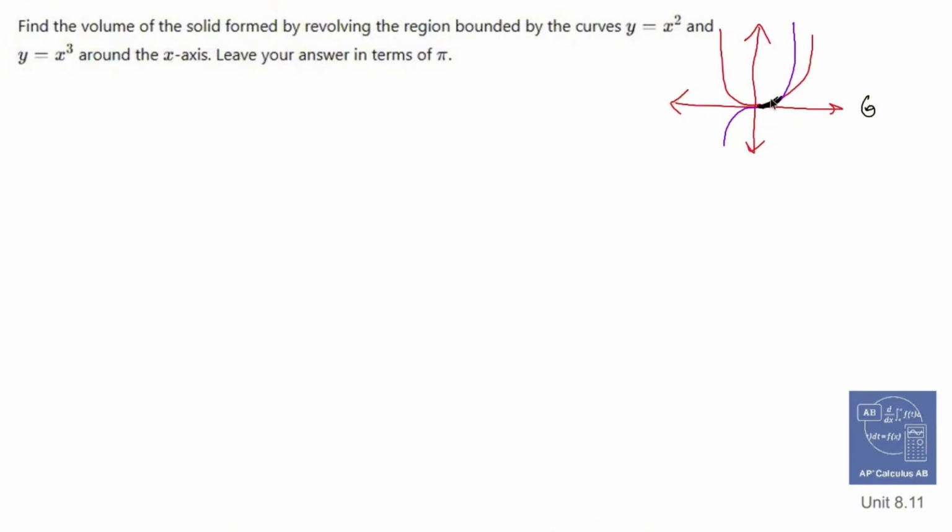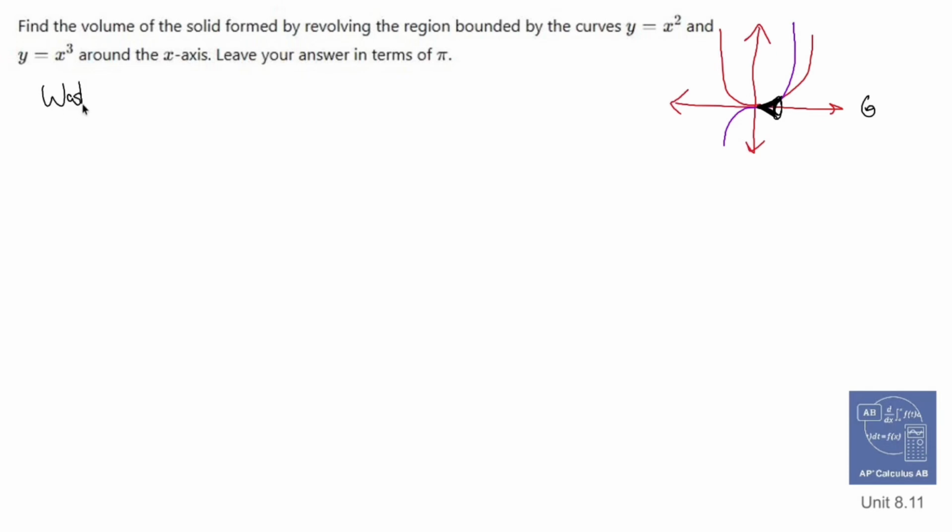By rotating it around the x-axis, we don't get what we normally think we get. We don't get a solid like we did in the last couple sections. We get this empty cup, like a wine glass type thing. So we're not going to use the regular disk method that we're used to. We're going to use the washers method.